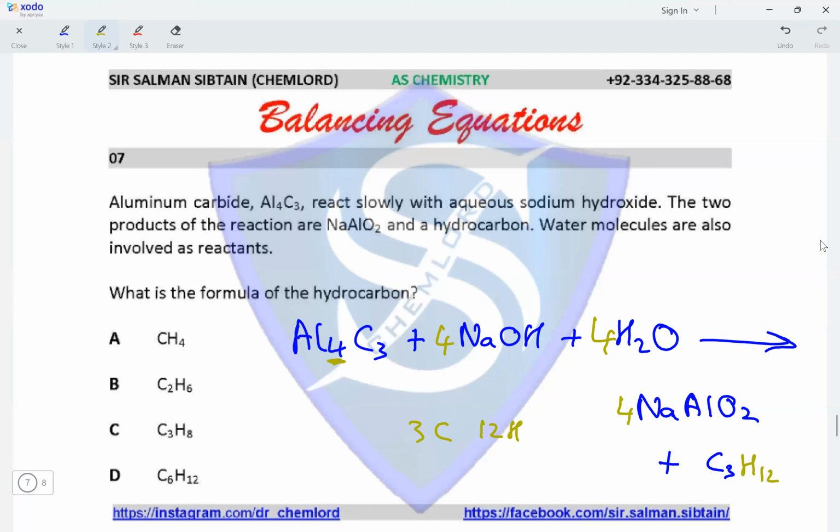So in option A, we've got 1 carbon and 4 hydrogen. In option B, we've got 2 carbon and 6 hydrogen. In option C, we've got 3 carbon and 8 hydrogen. In option D, we've got 6 carbon and 12 hydrogen. So if we think carefully, in order to obtain 3 carbon and 12 hydrogen, if we multiply the option given in A, CH4 by 3, we end up with 3 carbon and 12 hydrogen atoms. That means the formula for the hydrocarbon is not C3H12, it is rather 3 moles of CH4, making option A the correct option for this question.